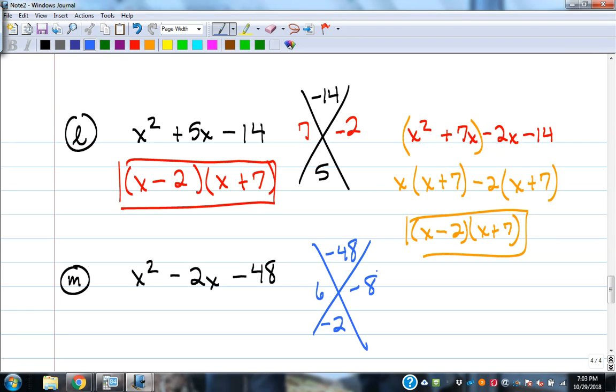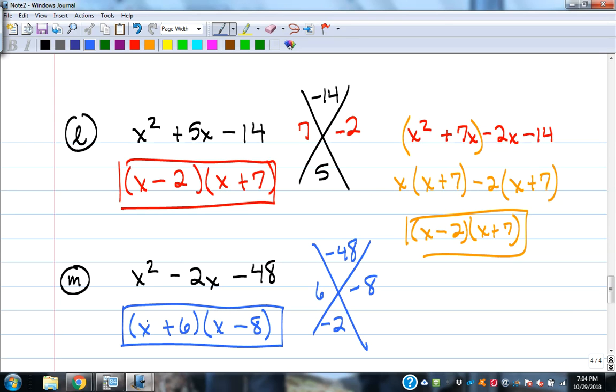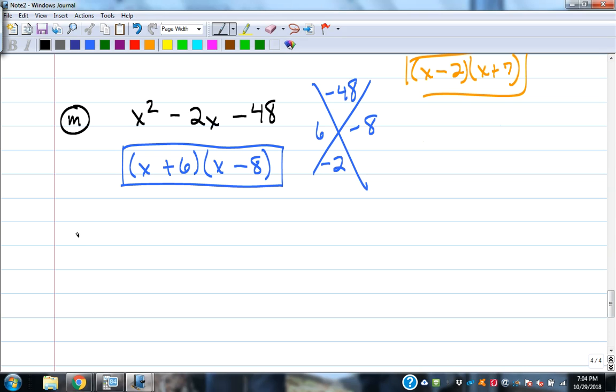Six, negative 8. Right? 6 times 8 is 48. You can get the signs. My factors, because there's a 1 in front of the x squared, would be what? Good job. X plus 6 because it's a positive 6. X minus 8 because it's a negative 8. Some nice shortcuts to that.